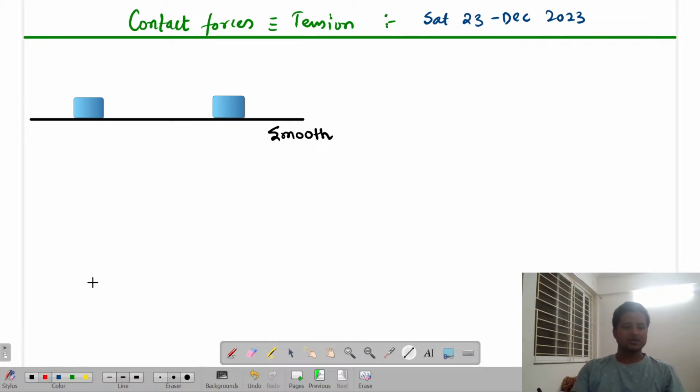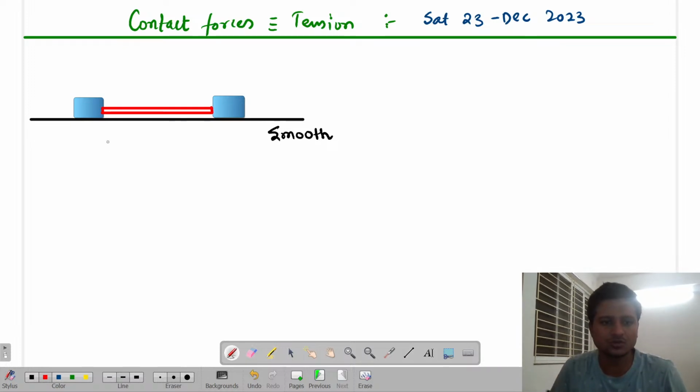So let us bring two blocks and connect them with a thread. Now this thread is usually denoted by one line, but here I'm representing it by two. That means I'm considering a thick thread. Are you able to get me or not? What kind of thread do I have? Just a thick thread and nothing else.